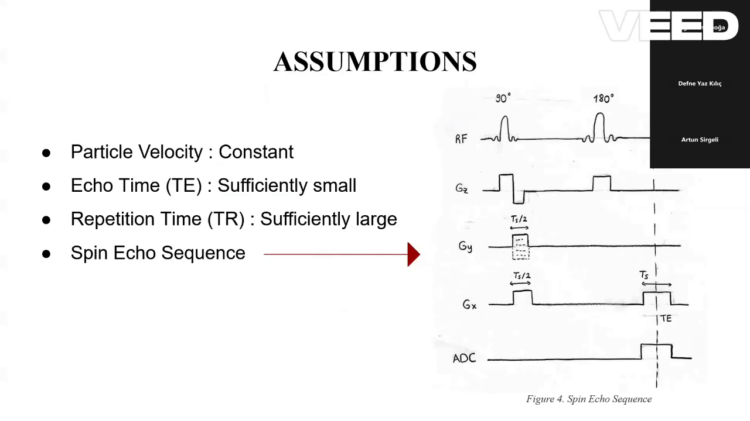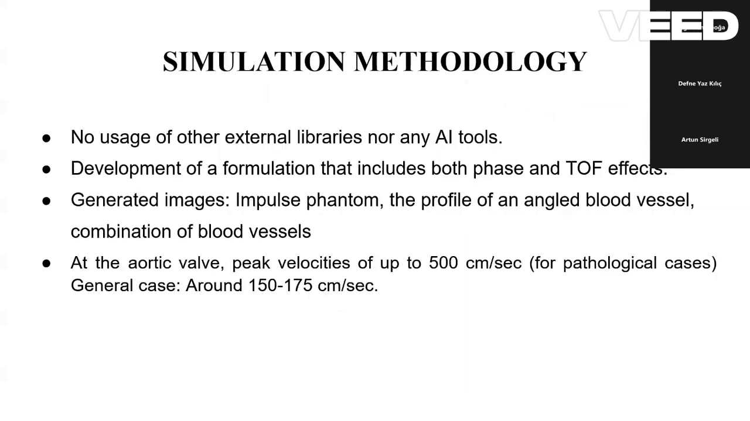Some of the assumptions that we made throughout the project. Firstly, we assumed a constant particle velocity, a sufficiently small echo time, and a sufficiently large repetition time. Our spin echo sequence is as follows, as can be seen from the figure. Our main simulation methodology was that we didn't use any external libraries nor any AI tools. Based on a single formula, we developed a formulation that includes both phase and TOF effects altogether.